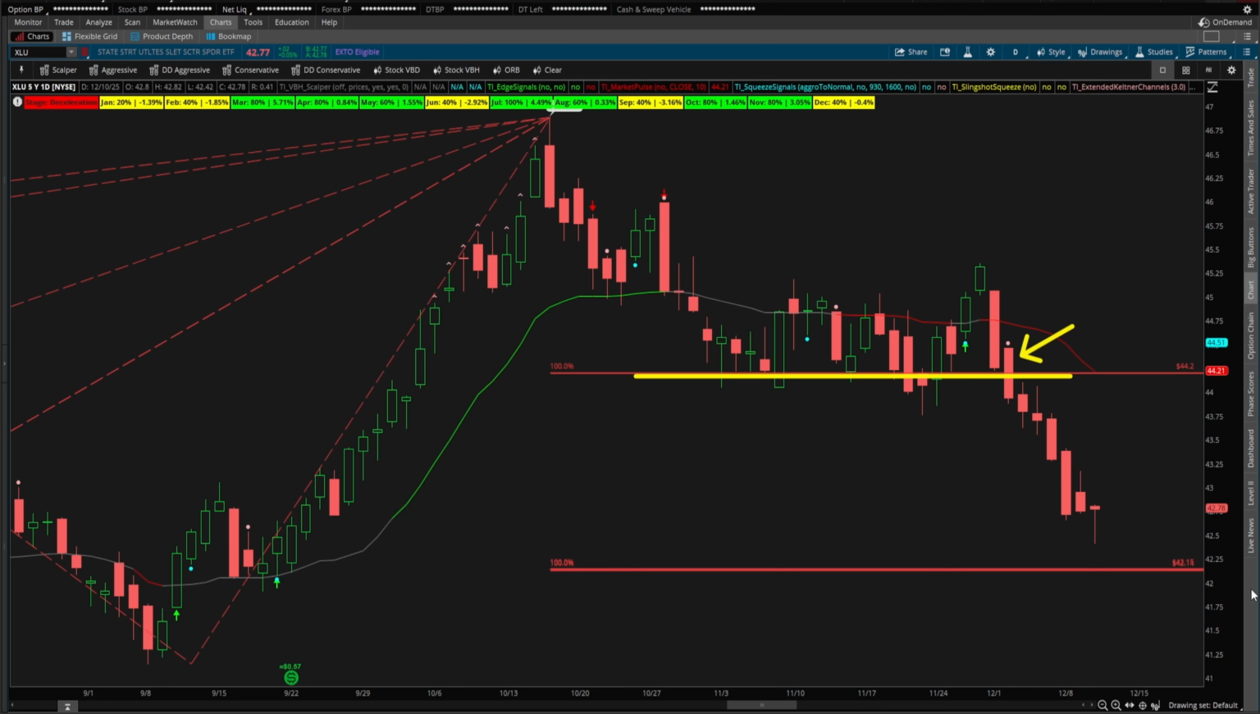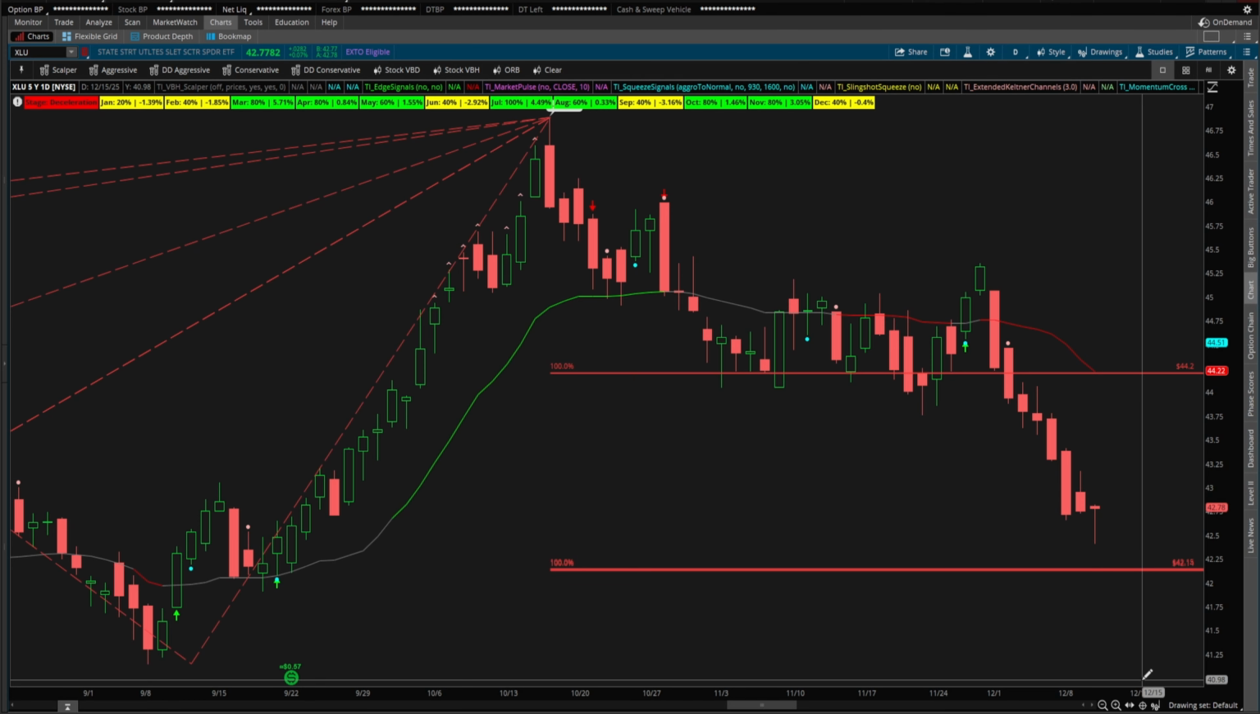Now, the next level we have down below, which you should notice there's two lines here at the 100% mark, is near 42.15. And if you want to keep this nice and simple, just use a range of 42.20 to 42. So a 20-cent range, which is where we're looking for the support here inside of XLU. That's the next level we have down below.